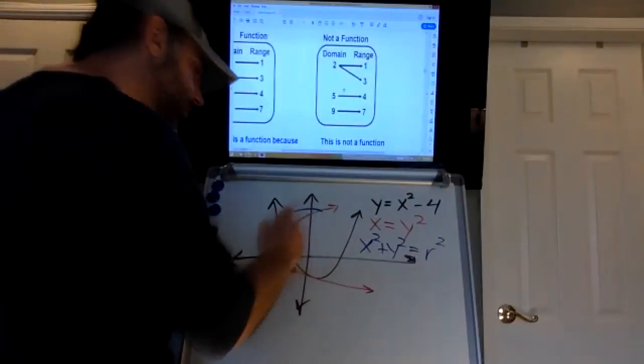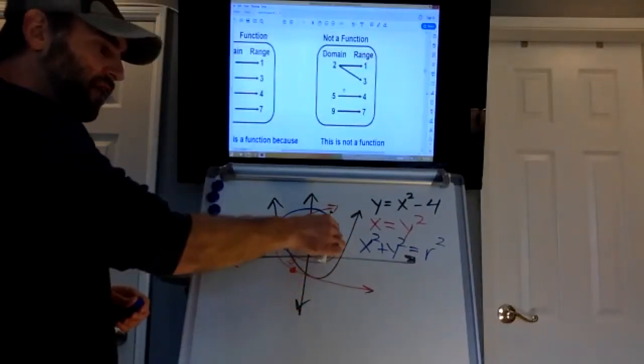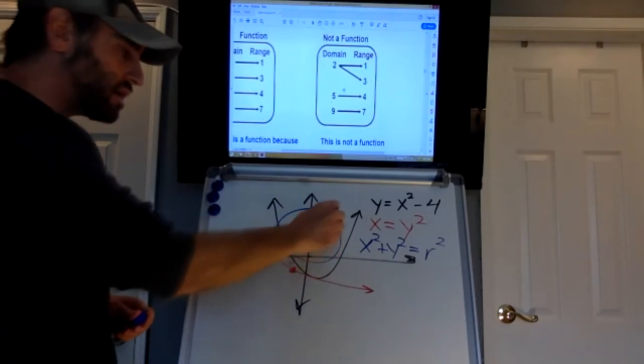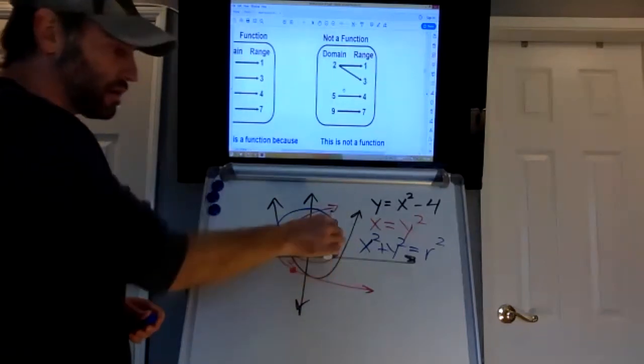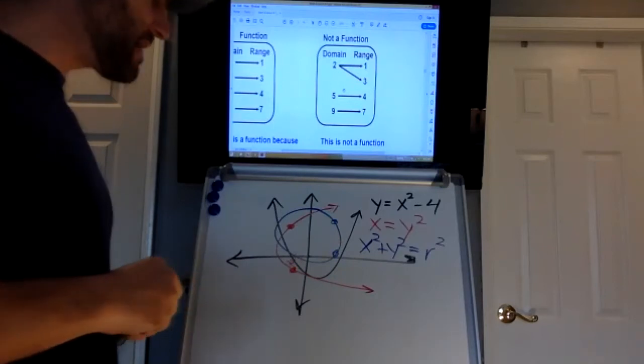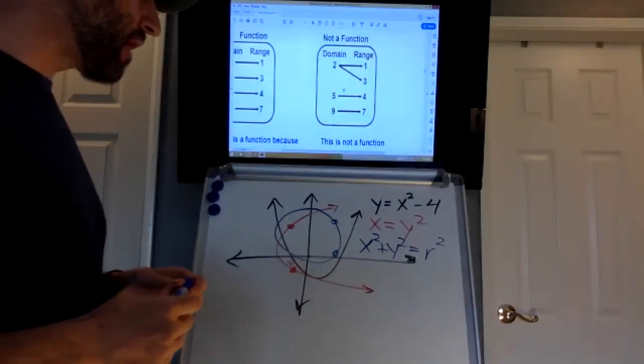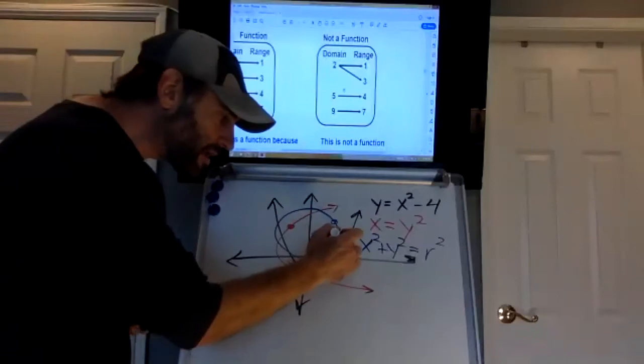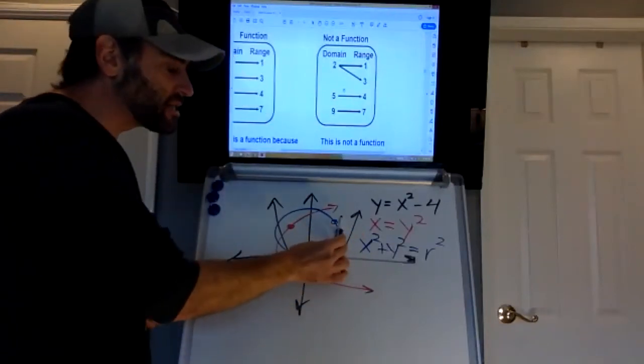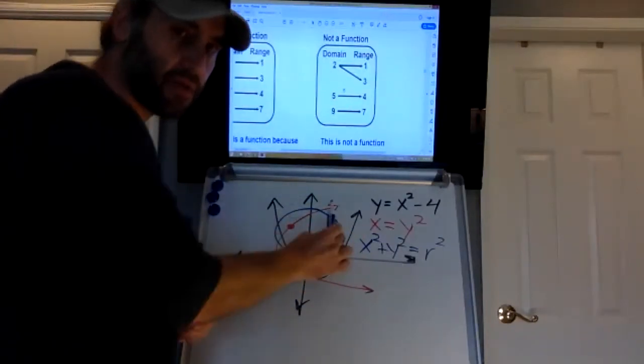So let's say you have a circle in blue. It fails the vertical line test, with 2 points. Maybe the 1 point on the end passes, but all of it has to pass, or else it fails.